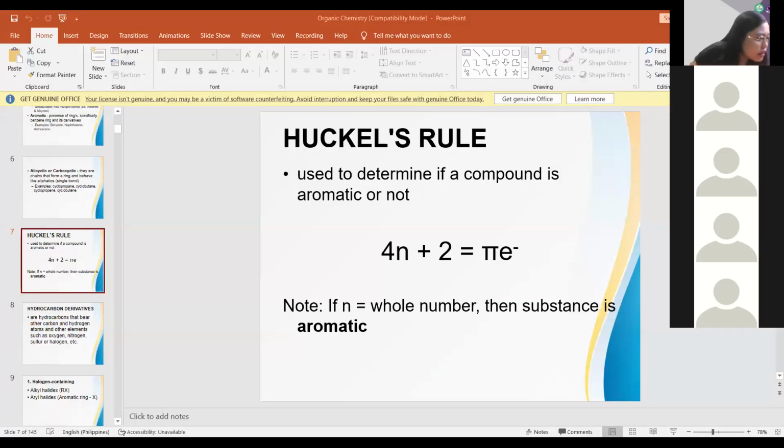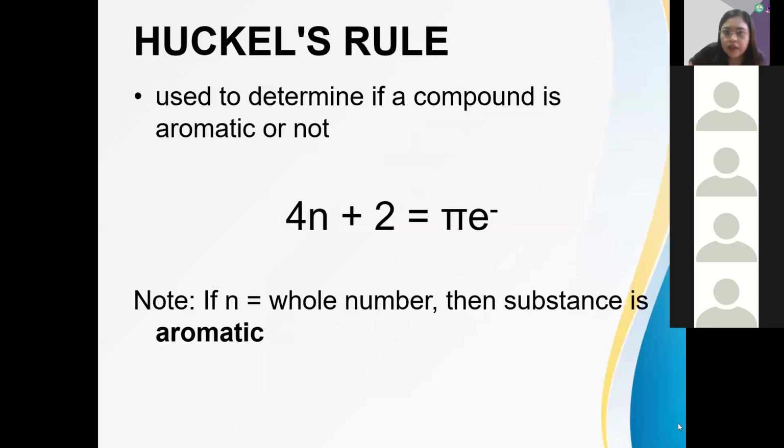Sorry, it's not 2N, it's 4N. Let me check that. Ayan. This is the Huckel's rule. It's 4N plus 2 equals pi electron pala. Okay, this is used to determine if a compound is aromatic or not. Now, isosolve natin siya. If N is a whole number, then the substance is aromatic. But if it is a fraction, then it can just be a cycloalkene or cycloalkyne.